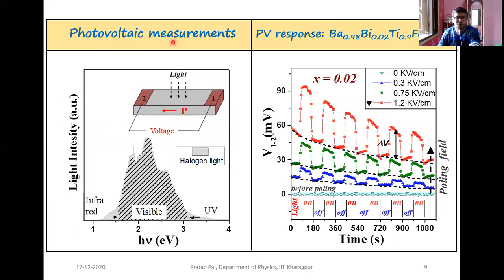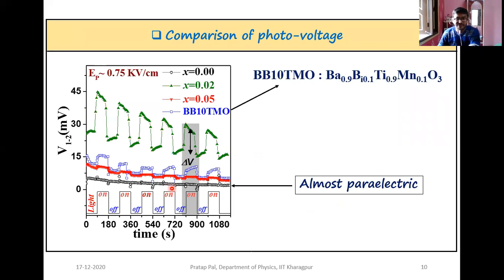Then we immediately test photovoltaic measurements in this geometry on this x equals 0.2 compound, and we see that before poling the sample there is no significant photovoltage. However, upon poling, there is a significant generation of photovoltage upon light illumination, and as the poling field strength increases, the generated photovoltage also increases. It is interesting to note that when we do a similar measurement on an almost paraelectric compound, even after poling we hardly see any photovoltaic response, which is observed in ferroelectric materials. So this also clearly exemplifies the role of ferroelectricity in this kind of photovoltaic effect.